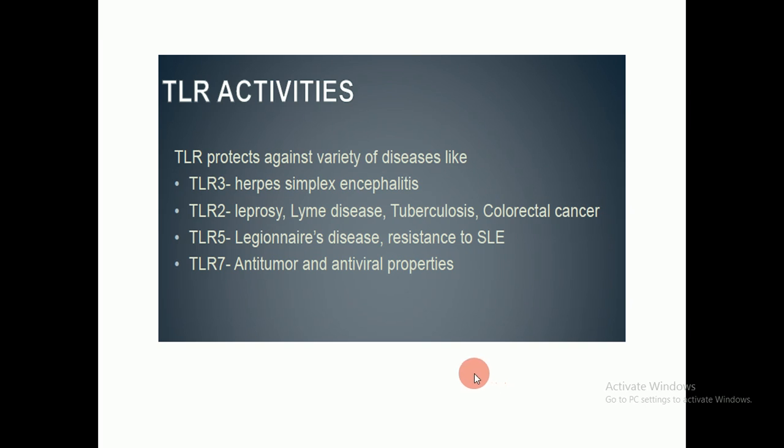Toll-like receptor activities. Toll-like receptors act against a variety of diseases: toll-like receptor 3 against herpes simplex encephalitis, toll-like receptor 2 in leprosy, Lyme disease, tuberculosis, colorectal cancer, toll-like receptor 5 in Legionnaires' disease and resistance to SLE, systemic lupus erythematosus. Toll-like receptor 7 has anti-tumor and antiviral properties.